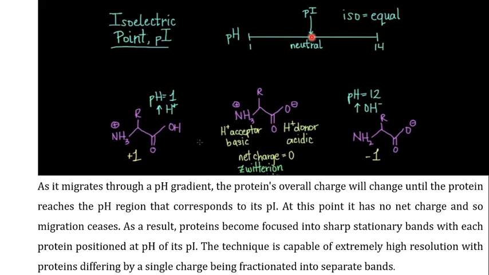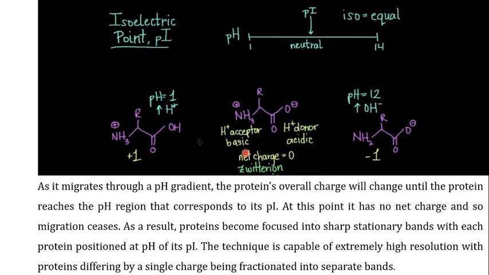If you are moving an amino acid or a protein towards a pH that is above its isoelectric point, as you can see over here, the concentration of the hydroxyl ion increases. The amino group will not have any proton to accept and hence will not carry a positive charge. So the protein or amino acid will have a negative charge if it moves towards a pH above its isoelectric point. But at the isoelectric point, it is electrically neutral, which means it will not be carrying any charge.